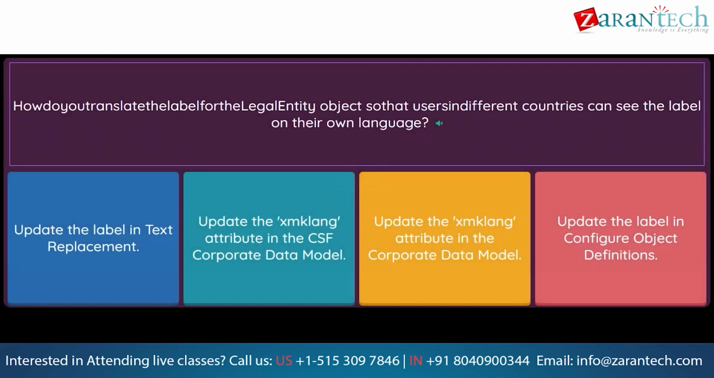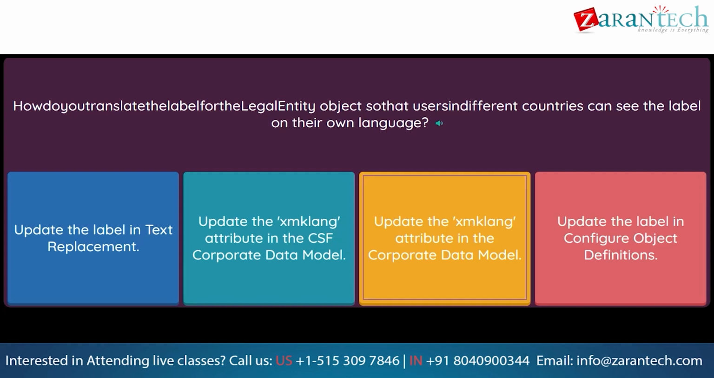Question: How do I translate the label for the legal entity object so that users in different countries can see the label in their own language? Option 1, update the label in text replacement. Option 2, update the 'someLang' attribute in the SAP Corporate data model. Option 3, update the 'someLang' attribute in the corporate data model. Option 4, update the label in configure object definitions.